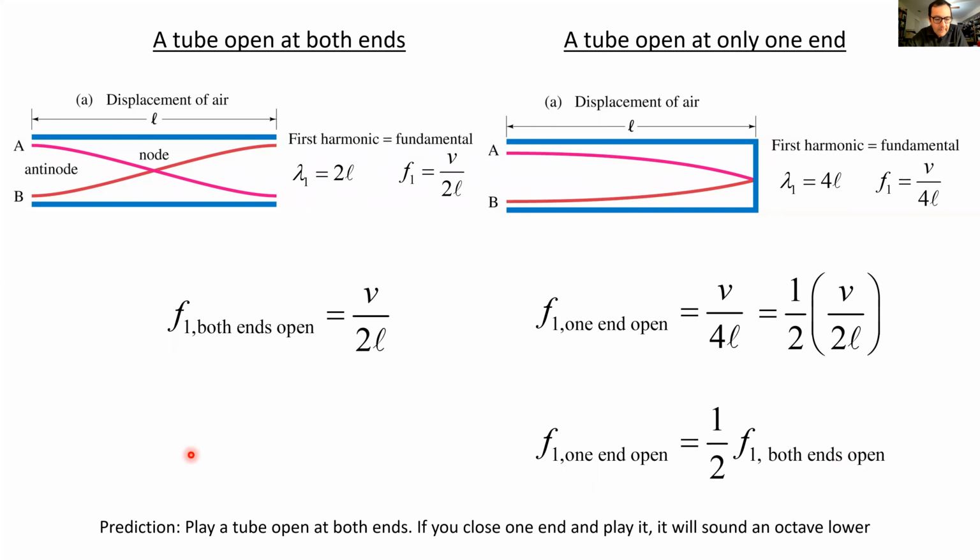So this leads to a prediction. If you play a tube that's open at both ends, you'll hear a sound, and that'll give you this frequency. Now, if you close the other end and play it, it should sound with a frequency half as much, which corresponds to an octave lower. So half as much frequency is an octave lower. Let's see if it works.